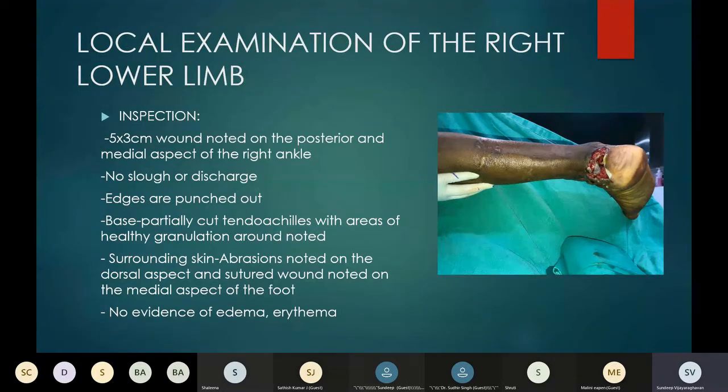Coming to local examination of the right lower limb, on inspection, the patient had a 5 into 3 centimeter wound present over the posterior and medial aspect of the right ankle. There's no evidence of any slough or discharge. Edges appeared punched out, and the base had the tendo Achilles, which was partially cut, visible, and areas of healthy granulation tissue were noted around. In the surrounding skin, there was no evidence of any edema or erythema. There were multiple abrasions on the dorsal aspect of the foot, and a sutured wound was noted on the medial aspect of the foot.